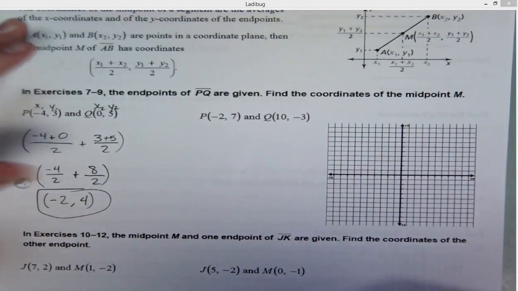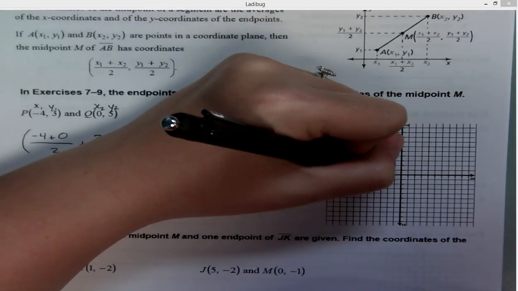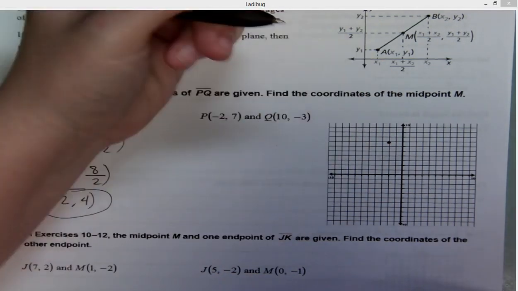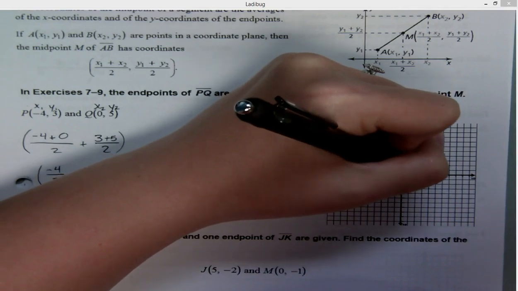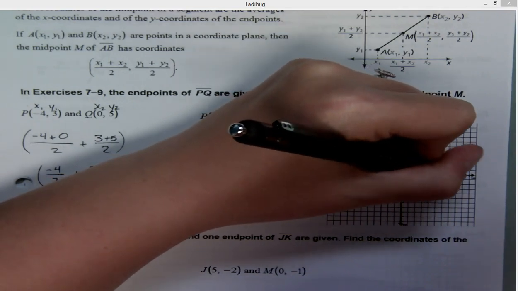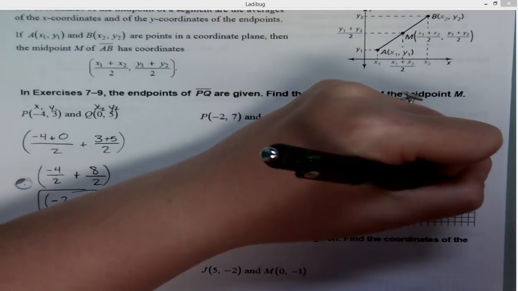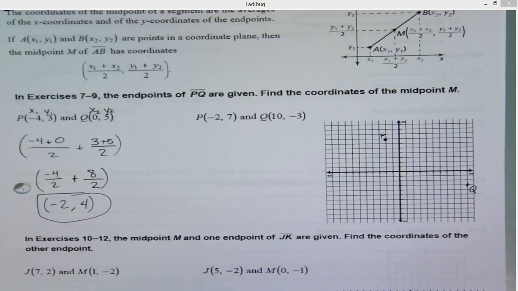You can also use a graph. So I'll graph negative 2 and 7. And that's point P. And I'll graph 10, negative 3. And that is point Q. I have a ruler here.